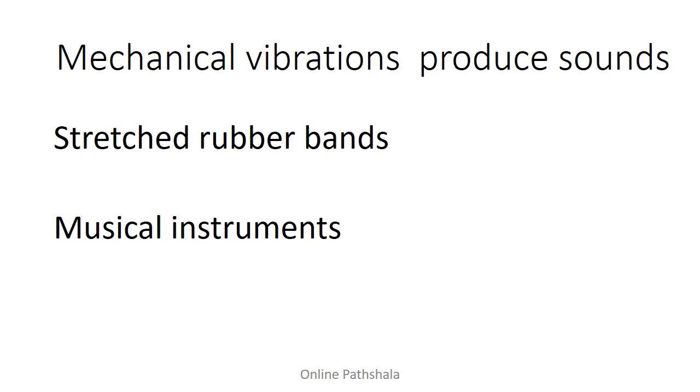The second example is that of musical instruments. I'm sure all of you who love music and do play some kind of musical instrument know how sound is produced. For example, a flute will produce sound when the wind is blown into it. Violin, it's mainly from the strings. So with musical instruments, again, something has to vibrate to produce the sound.